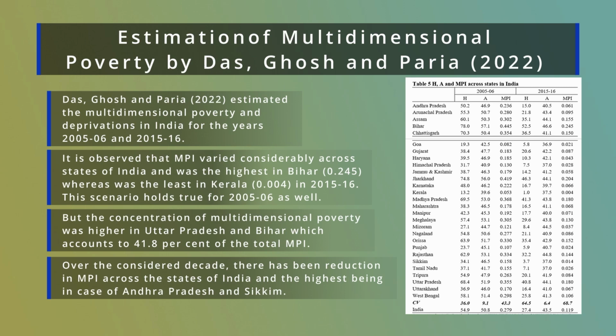Side by side, it is also true that the reduction of multidimensional poverty is different across states of India. The reduction was relatively high in Andhra Pradesh, Tripura, Chhattisgarh, Nagaland, Arunachal Pradesh, West Bengal and Karnataka. Whereas the reduction of multidimensional poverty during 2005-6 to 2015-16, our considered period, was relatively lower in Jharkhand, Madhya Pradesh, Uttar Pradesh and Bihar.